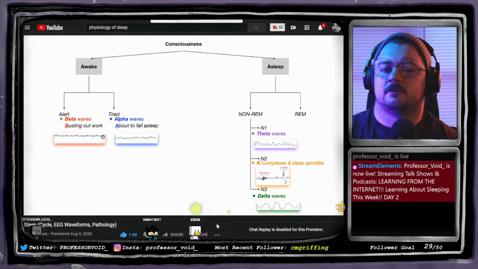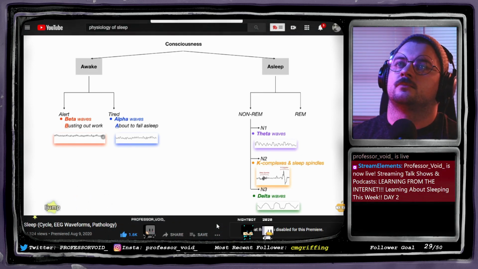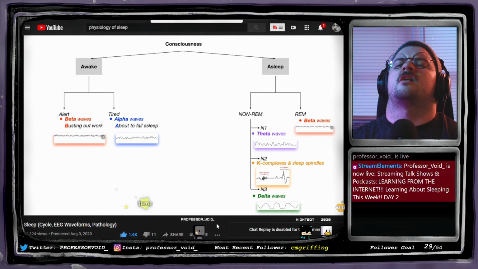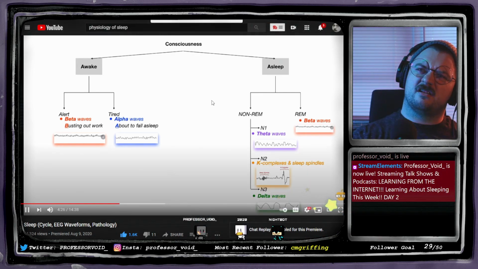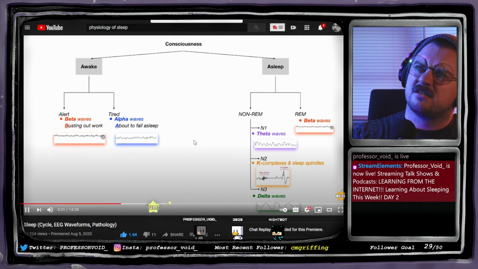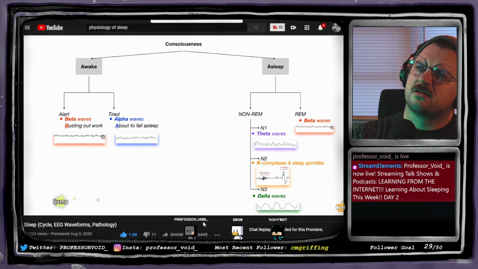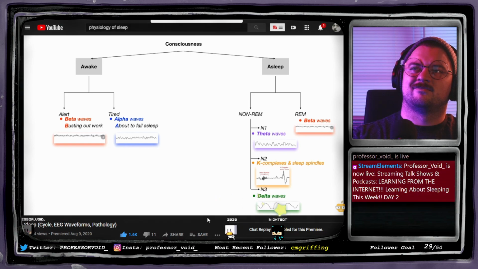Now, REM, I told you, is its own stage. And REM is categorized by beta waves, right? So the same waves that you see in the awake alert stage are also seen in the REM stage. And because of that, REM stage is called paradoxical sleep, because even though you are in this very deep state of sleep, it has the same EEG waveform as what it looks like when you're awake.